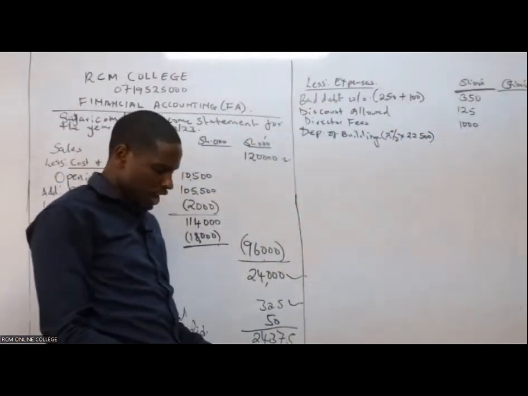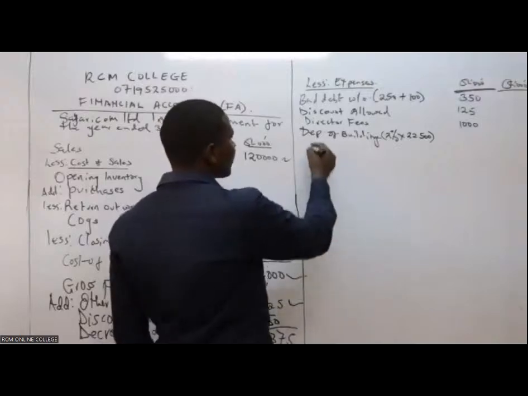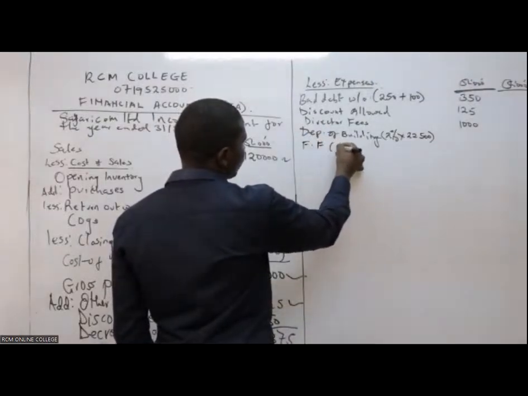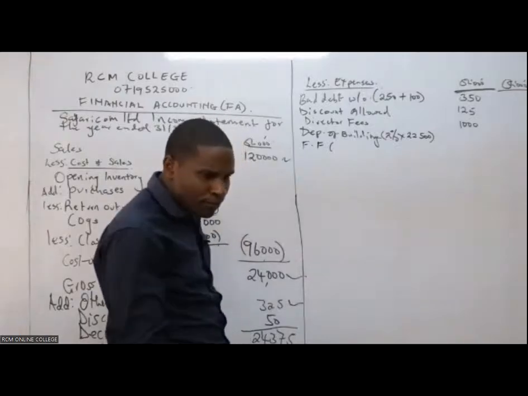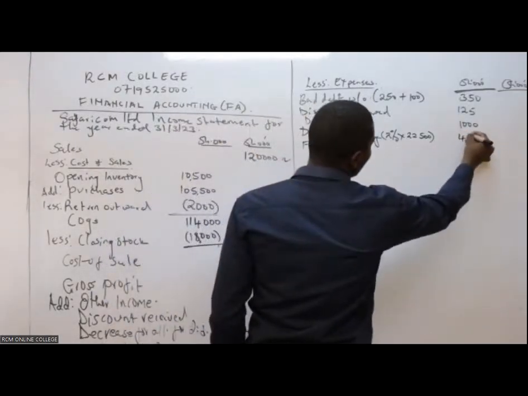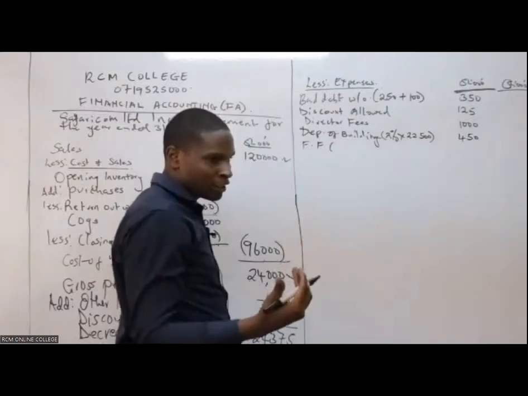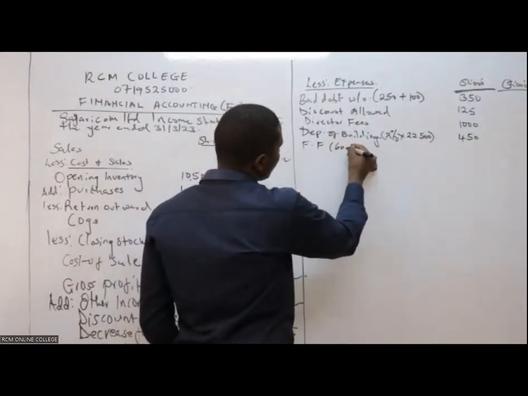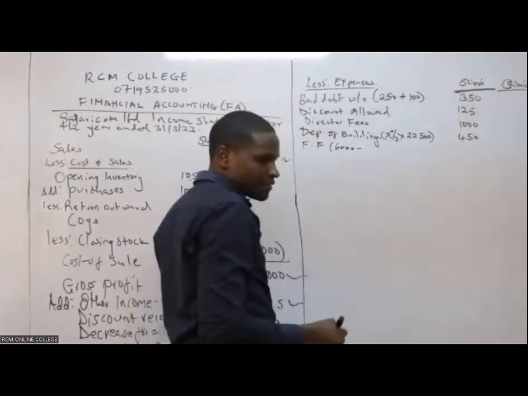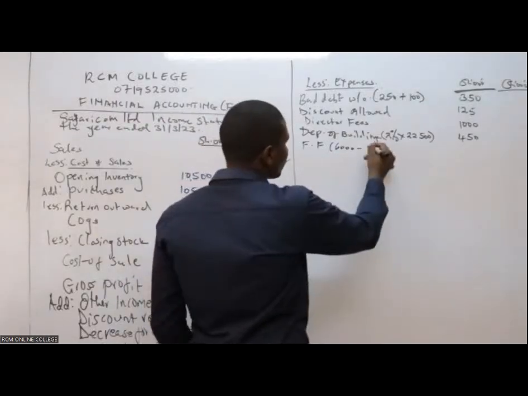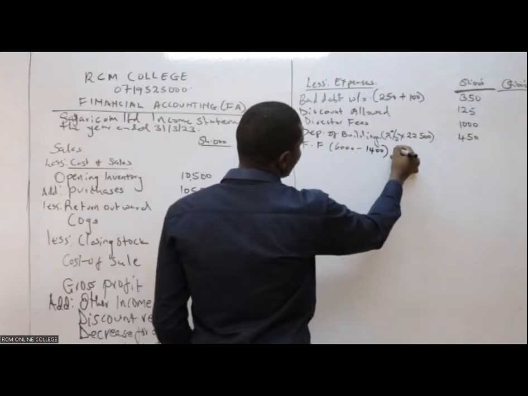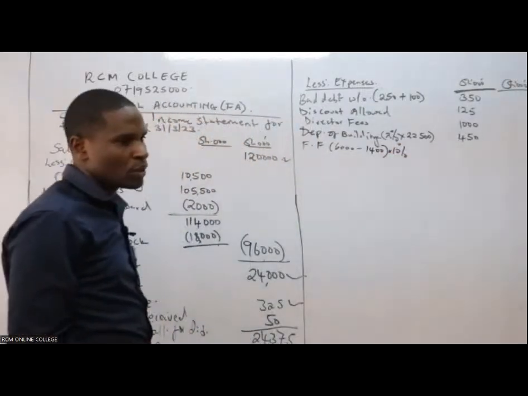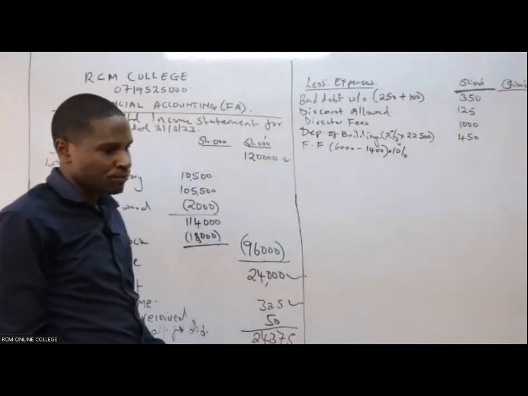Then we go to furniture and fitting. Furniture and fitting is at reducing balance and the rate is 10%. The cost is 6,000. Nataka tuharakishe ili tuende kwa balance sheet. Reducing balance, you have to take cost minus accumulated depreciation, which is 1,400. Then you find 10% of the difference. What is the depreciation of furniture and fitting?